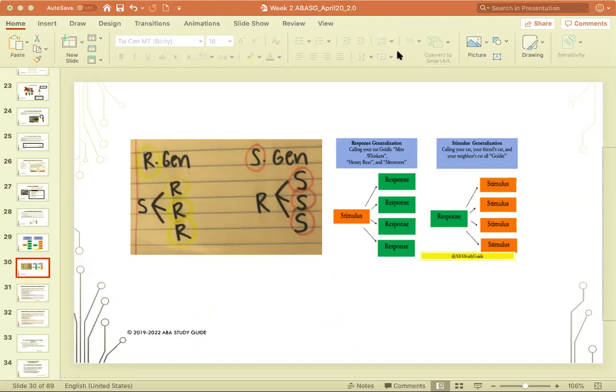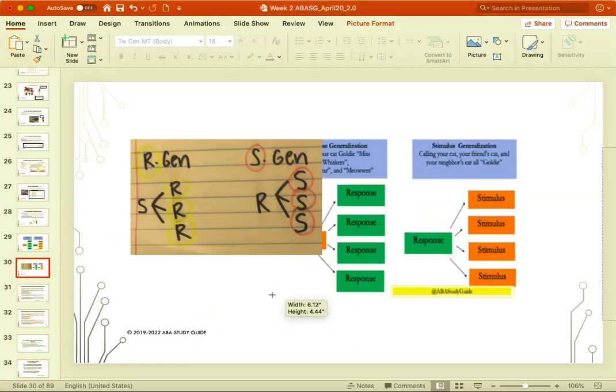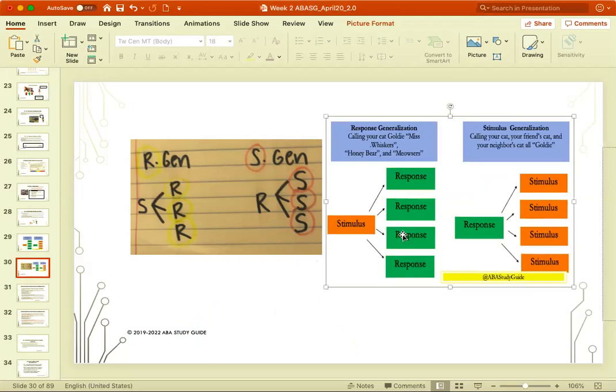So in this example, we have calling your cat Goldie, Miss Whiskers, Honey Bear, and Meowsers. We have like 15 names for our pets. We have Miss Whiskers, we have Honey Bear, we have Meowsers, and we have only one stimulus, and that's the cat, Goldie. So I would write it out exactly like that, plug it in, and I'd say, okay, I got one S, oops, that should be an S. I have one S and a lot of R's, therefore it's response generalization.